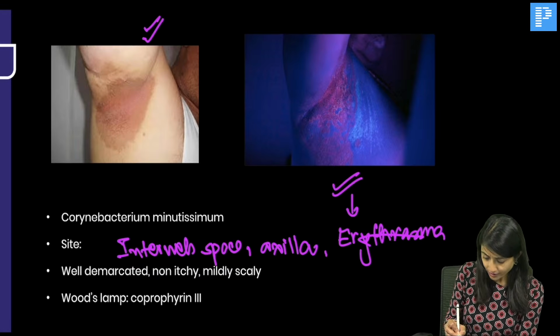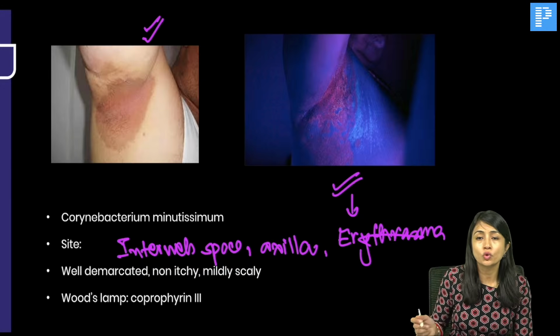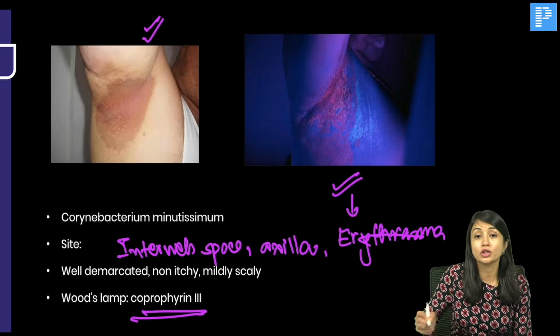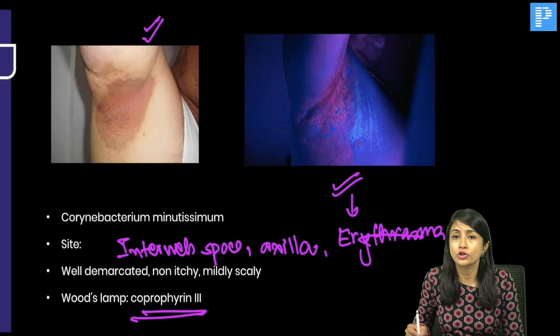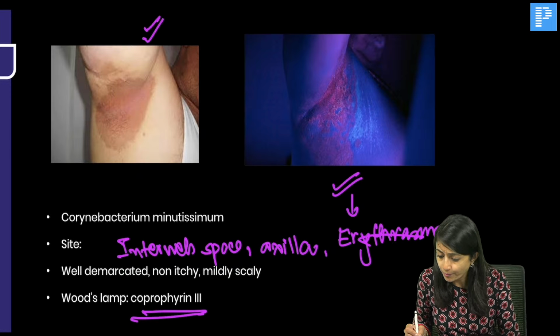axilla. And why is it showing coral red fluorescence? Because of production of coproporphyrin 3. That is another important thing that you need to know. How do you treat erythrasma?